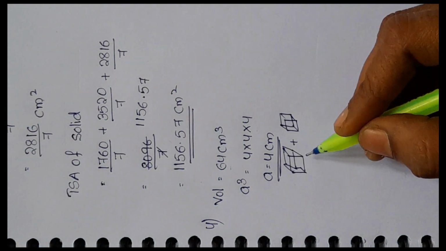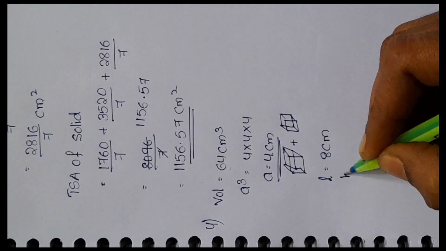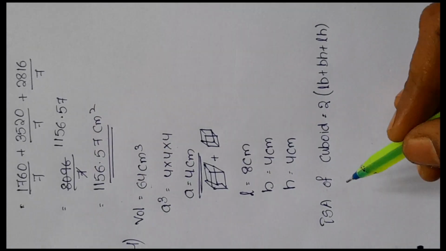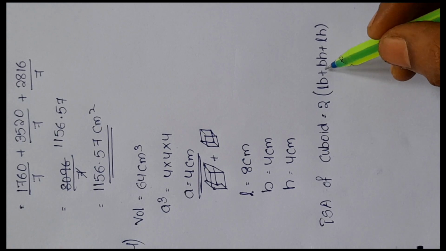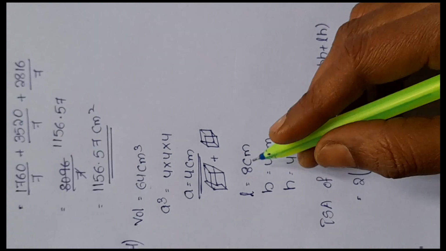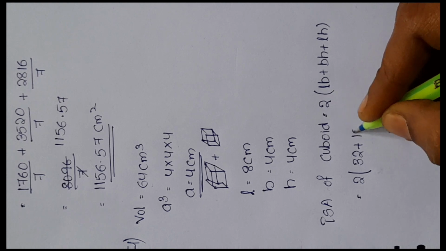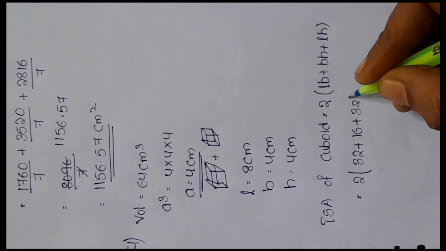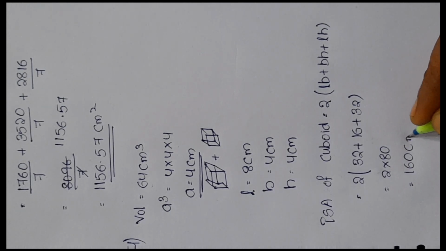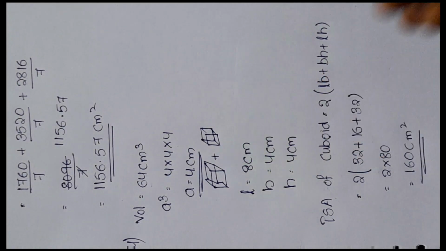Now when two cubes are added, the length becomes how much? 4 plus 4, 8 centimeters, and the breadth is 4 centimeters, and the height is 4 centimeters. Now the total surface area of the cuboid formula is 2 into length into breadth plus breadth into height plus length into height. Substituting the values, 2 into 8 fours is 32 plus breadth into height is 16 plus again 8 fours is 32. So 2 into 80, which is equal to 160 centimeter square, is the total surface area of the cuboid which is formed by joining the two cubes.